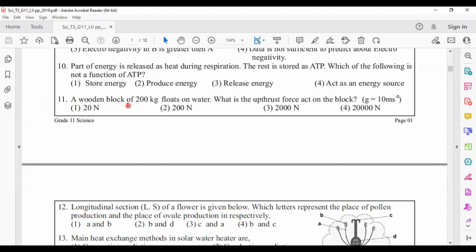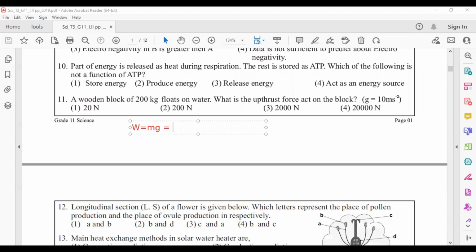A wooden block of 200 kilograms floats on water. What is the upthrust force acting on the block? If something is floating on water, the upthrust is always equal to the weight of that object. So we have to find the weight here by using the equation W equals mg.